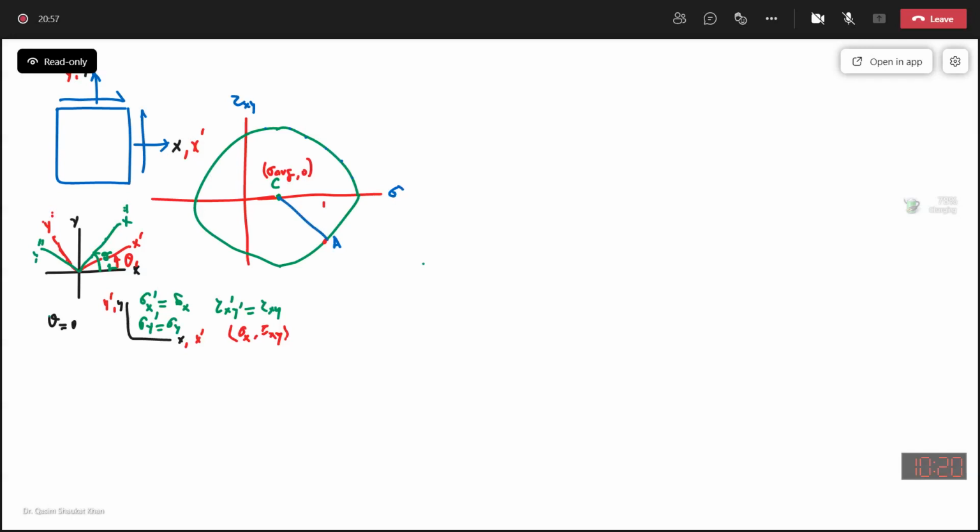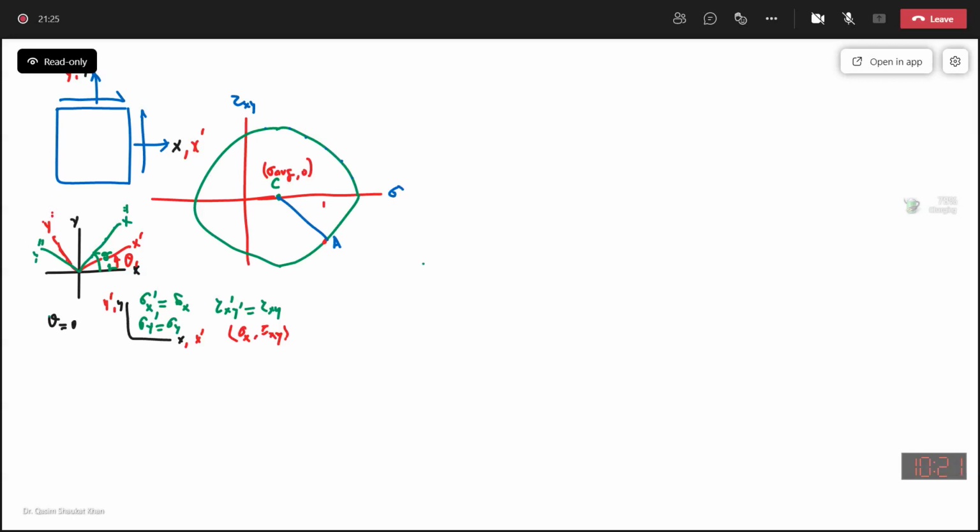For different conditions, your reference planes will be different. But the procedure is, first I have to mark the center point of the Mohr circle, whose coordinates are average normal stress and 0. And I have to mark the point A, which is my reference point, whose coordinates are sigma x and tau xy.